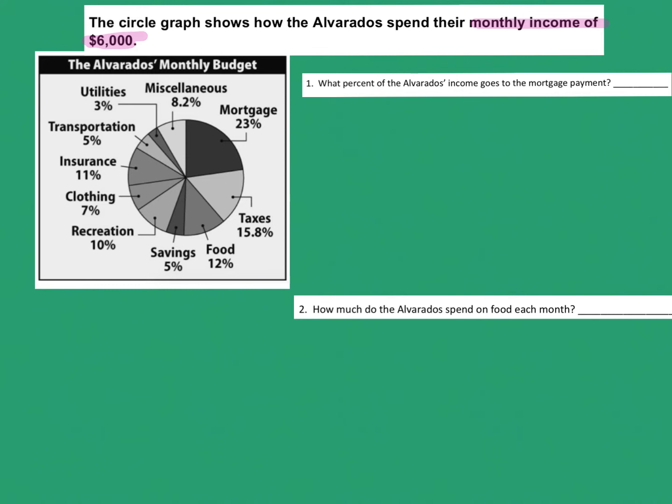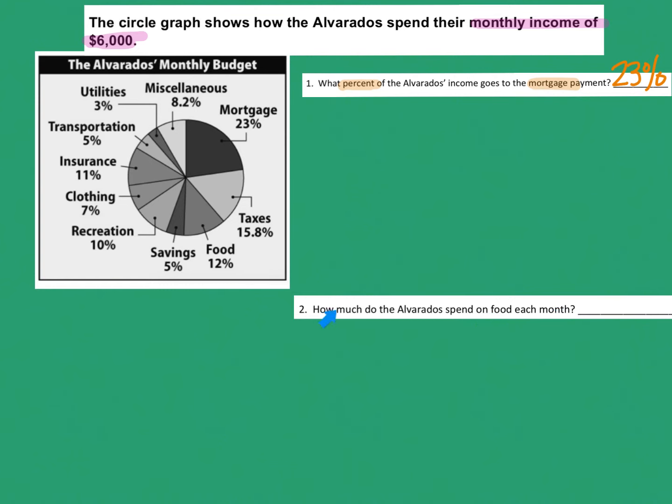Now, when I look back at question 1, it wants to know the percentage for mortgage payment. So I would just come over and look for the word mortgage. It's already in percent, so I basically just have to write the answer down. It's 23%. Not too hard.